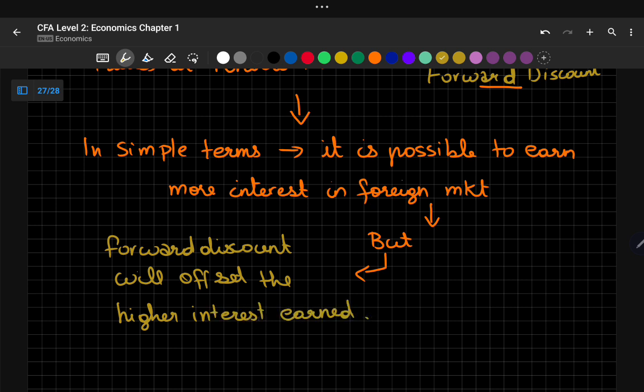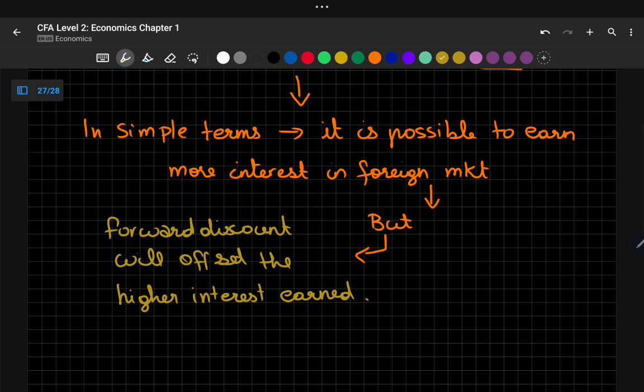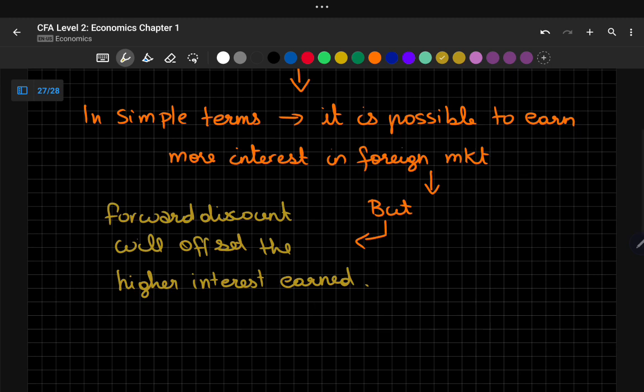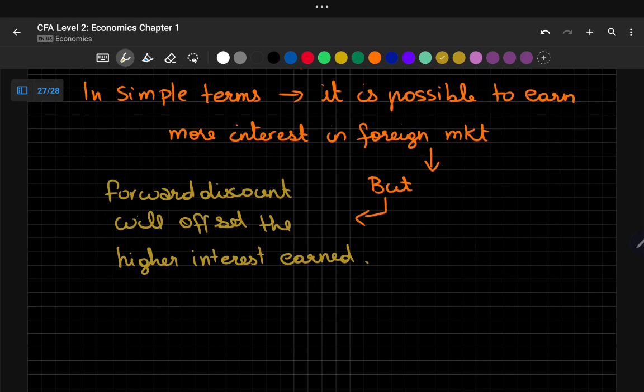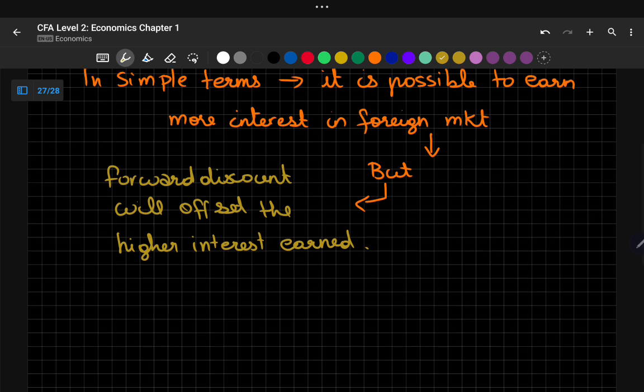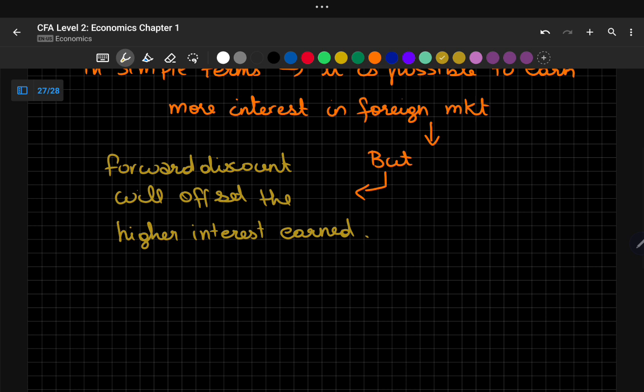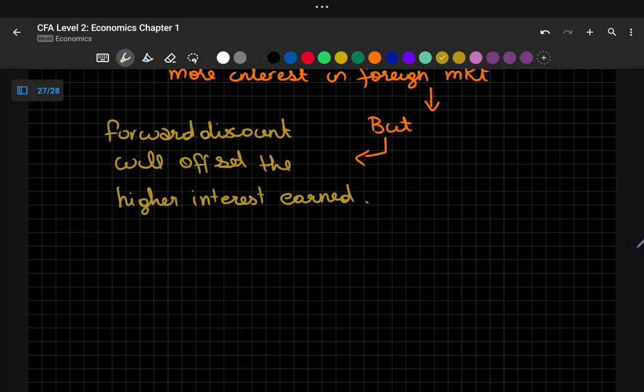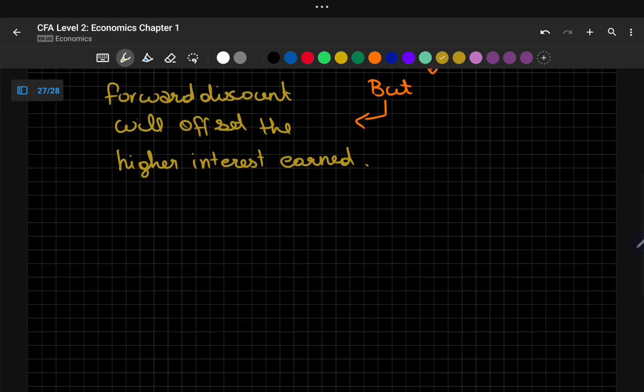So if USD is giving me a higher interest and I convert INR to USD and invest so that I get the higher return from USD. But because it is a covered equation, that is currency hedged equation, even though I earn a higher interest in USD, the moment I convert it back to INR, the forward discount will offset the higher interest earned, and it will give me the same return that I would have earned by investing it at domestic risk-free interest rate. Okay, so that's all.